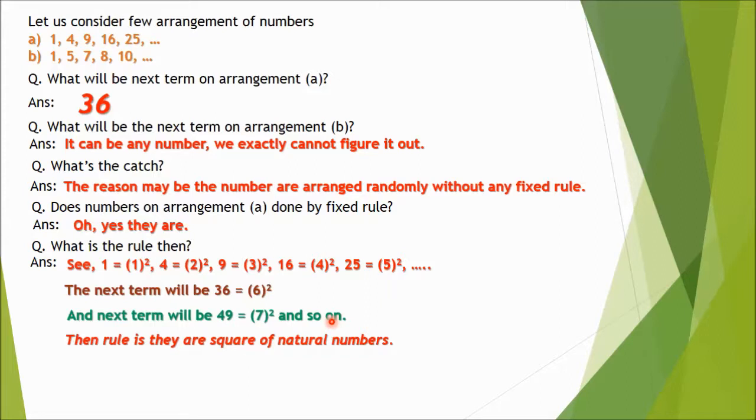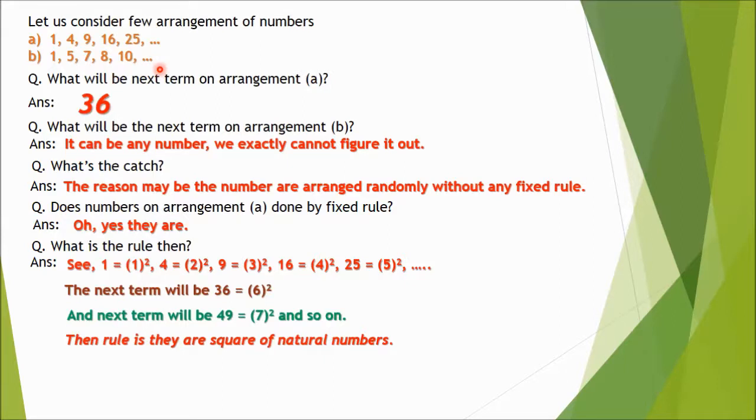And there was no rule in arrangement B. We can revisit arrangement B. The gap between the first two terms is 4, and the gap between the second and third is 2. Gap between third and fourth is 1, and gap between fourth and fifth is again 2. So there is no rule, no sequence, no pattern, no fixed set of rules by which the numbers are arranged.